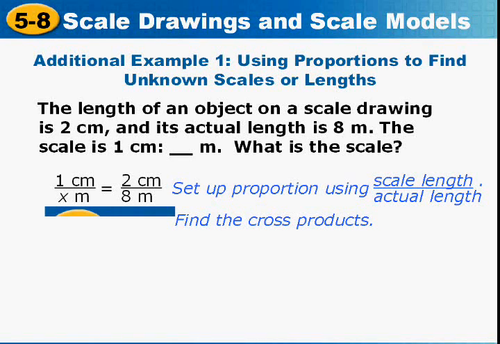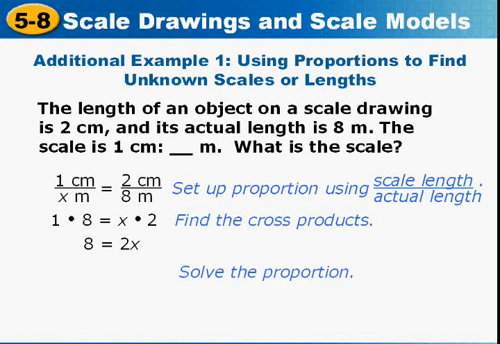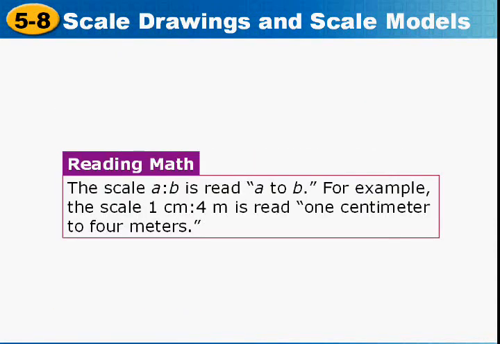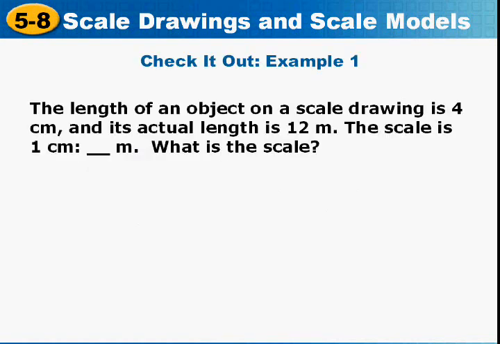You solve this the same way we've been solving these. Find the cross products: 1 times 8 and x times 2, so 8 equals 2x. You divide by 2, and you get 4. So 1 centimeter would be equal to 4 meters on the drawing. The scale A to B is read A to B. For example, the scale 1 centimeter colon 4 meters is read 1 centimeter to 4 meters.